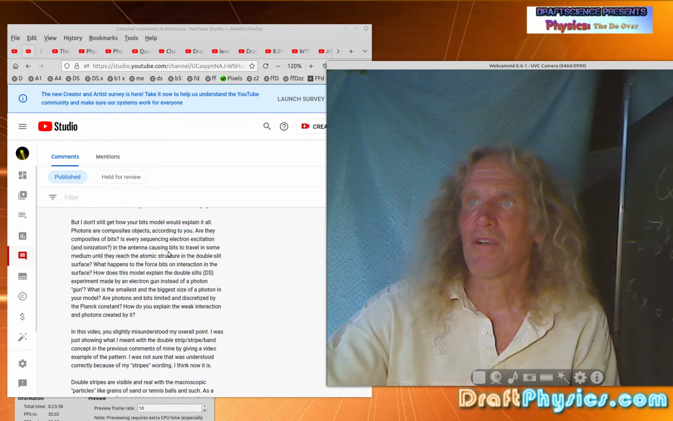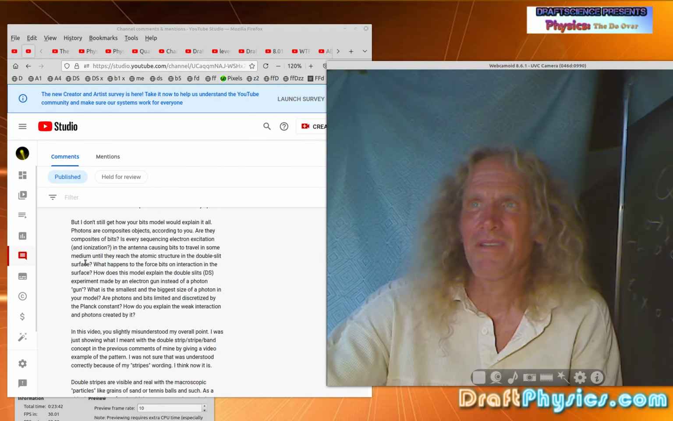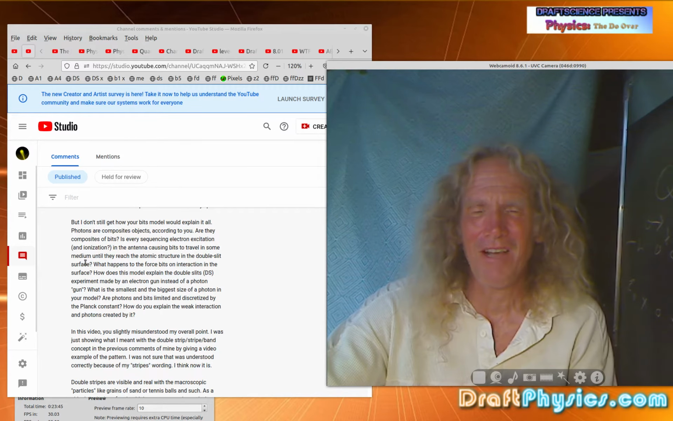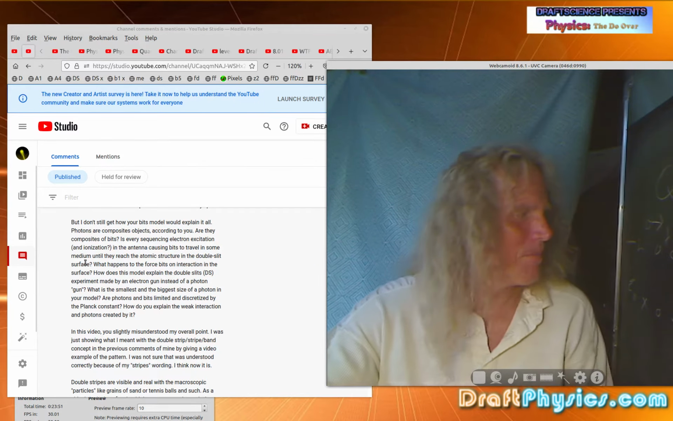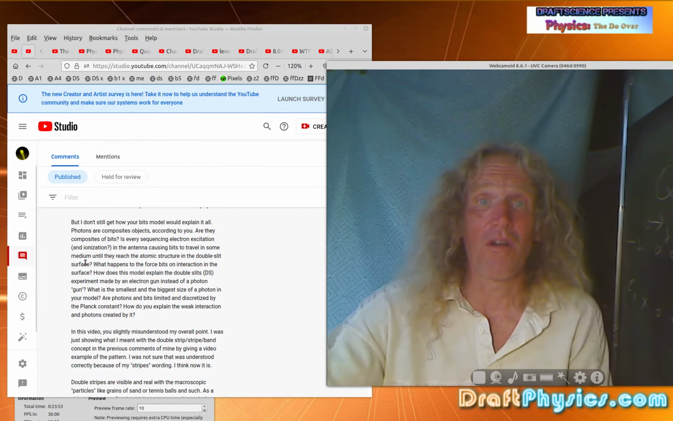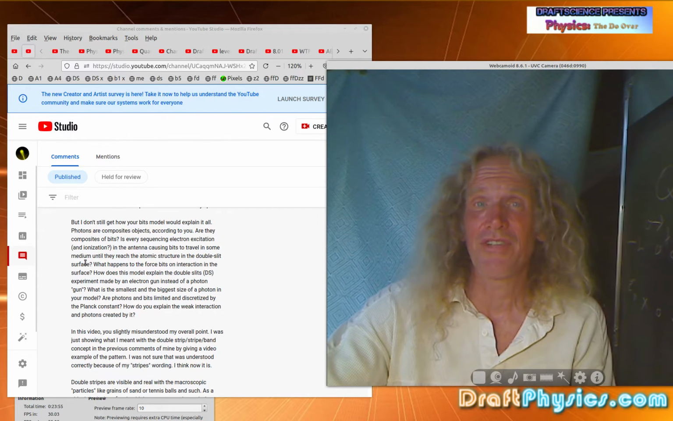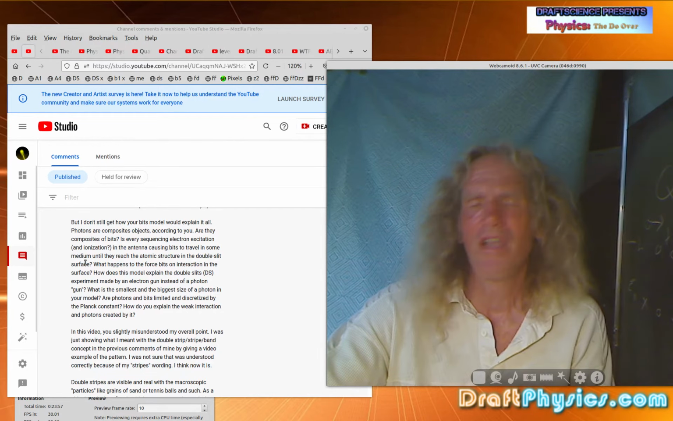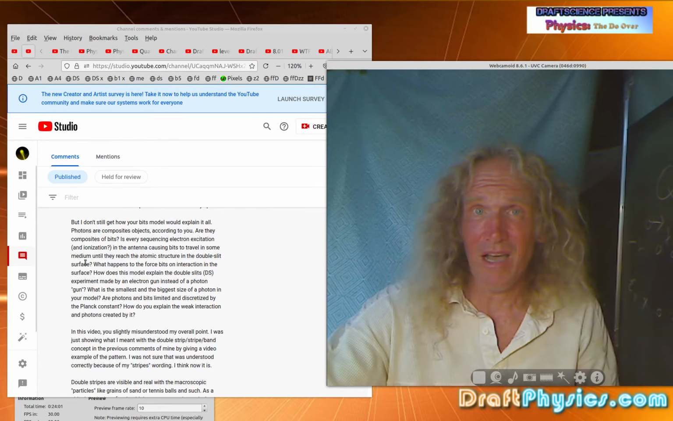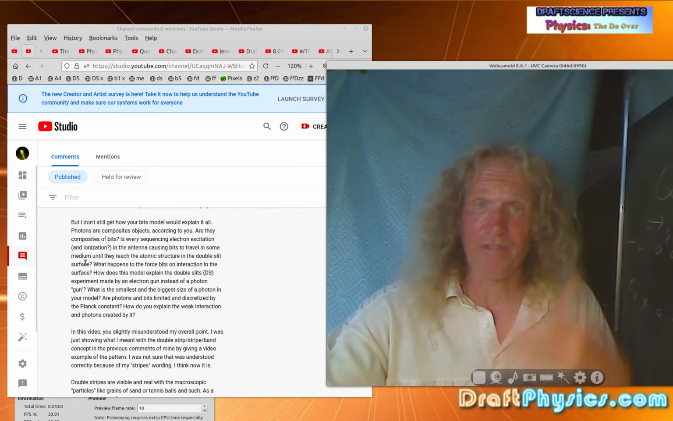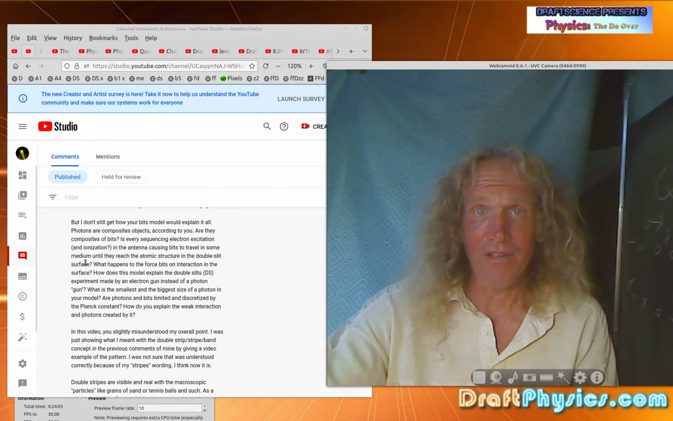In the antenna, causing bits to travel in some medium. So here, what is this? Travel in a medium. What are you talking about? Where have I talked about some medium? The medium is the force. The forces are real things. I mean, you can't understand. I've done fish analogies. There's ocean water. There's nothing, okay? The ocean water isn't alive. It doesn't do anything. There's fish in it. Do you understand the difference?